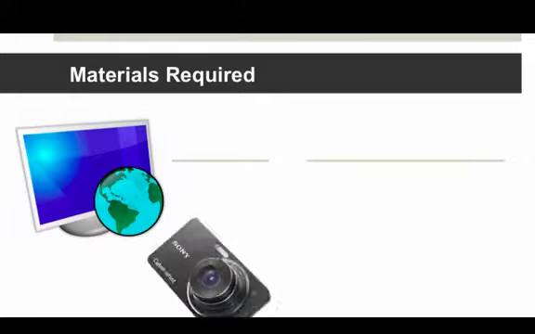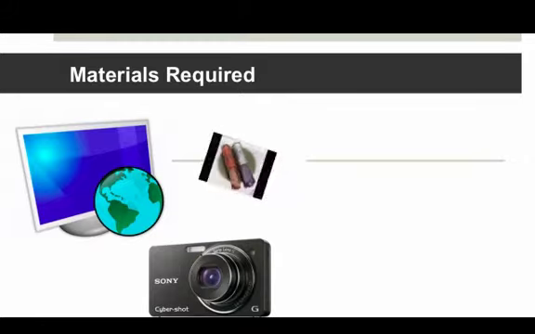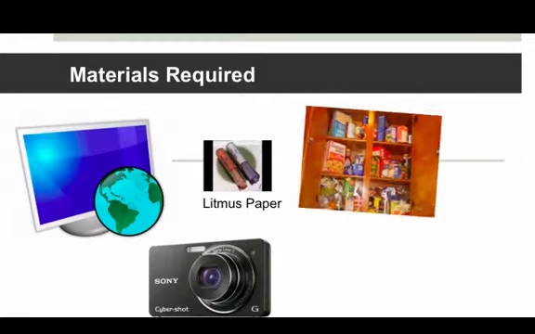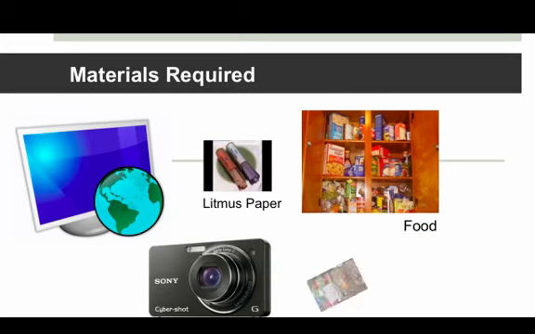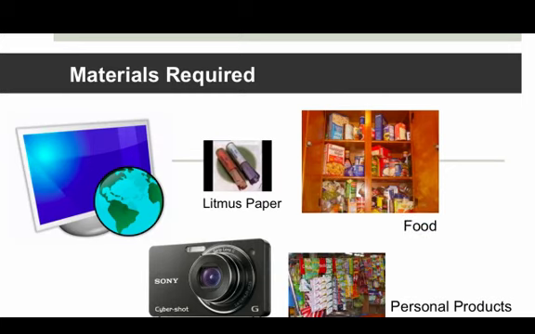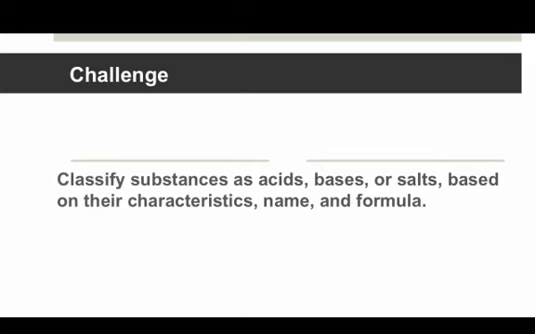The materials that you require for this lesson are a computer with internet access, a digital camera, litmus paper, and samples of food and personal products that you can find at home. Your challenge in this lesson is to classify substances as acids, bases, or salts based on their characteristics, name, and formula. Please follow the following 3 steps.